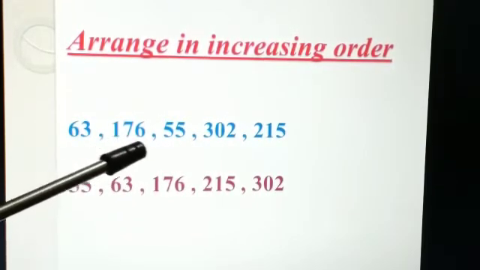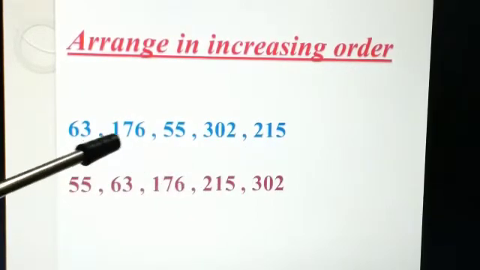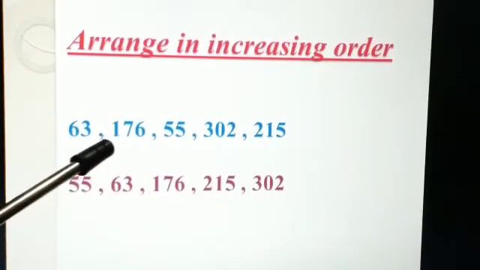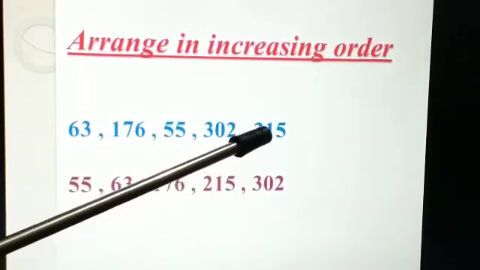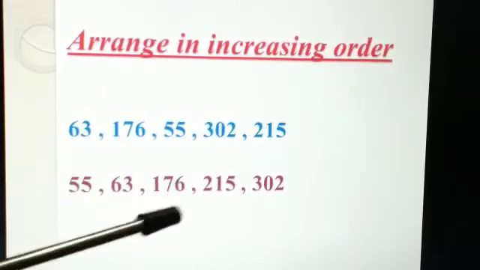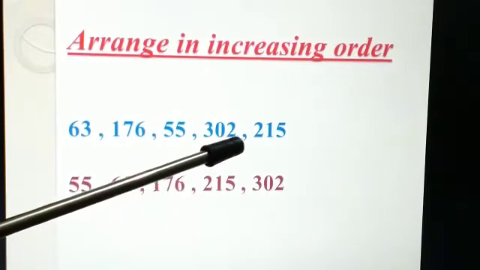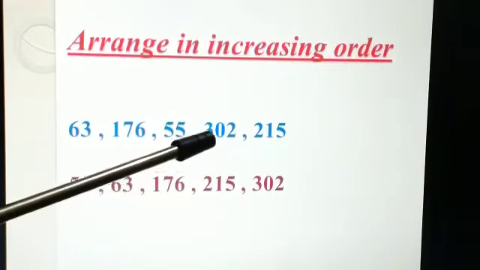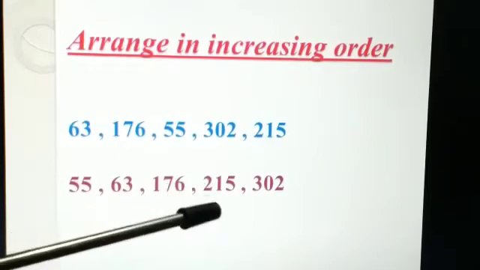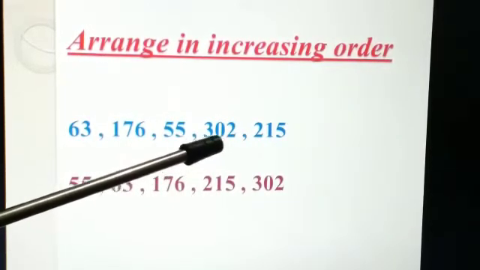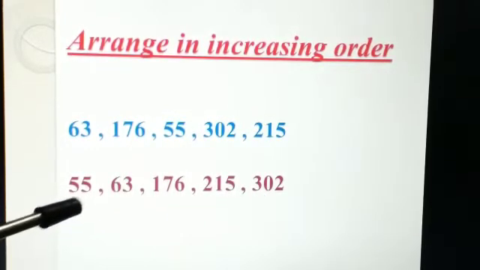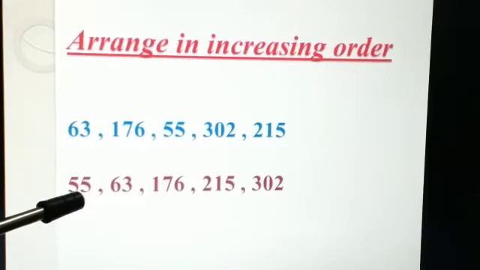Now we have some 3-digit numbers. Again we will compare the first digits of all these 3-digit numbers. So the first digits are 1, 2, 1, 3 and 2. Now which one is smaller? 1. That means 176 is the smaller number. Now again we will compare the first digits 3 and 2. Which one is smaller? 2. That means 215 is the smaller number, and the last, 302, will be the greatest number. So all these numbers are arranged in increasing order or ascending order.